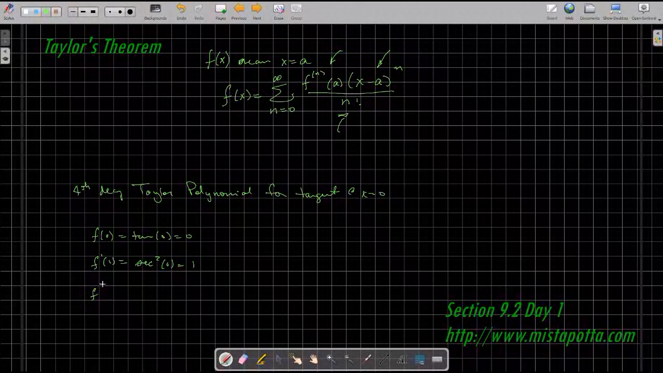I can do f double prime of 0, which means I'm taking the derivative of secant squared, which would be 2 secant x times the derivative of secant, which would be secant x tan x. But substituting in 0, I find out that I actually do end up with 0.